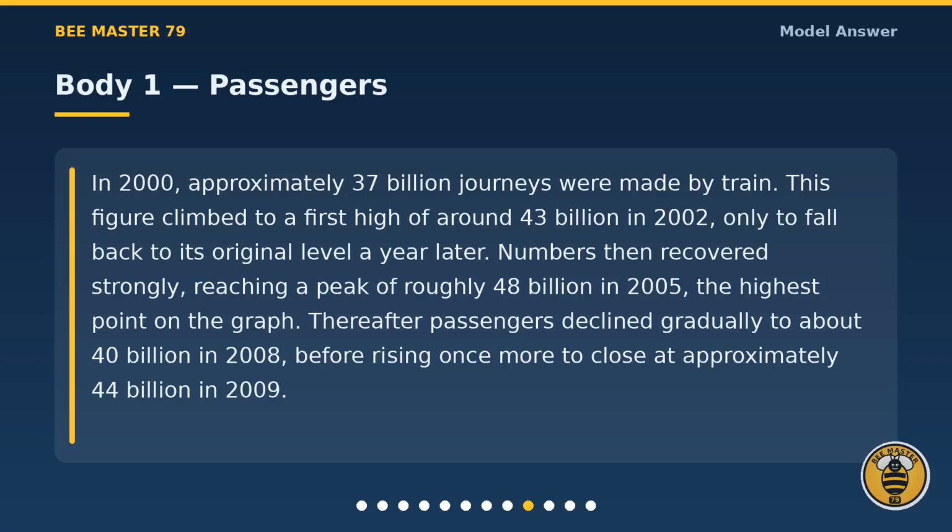In 2000, approximately 37 billion journeys were made by train. This figure climbed to a first high of around 43 billion in 2002, only to fall back to its original level a year later. Numbers then recovered strongly, reaching a peak of roughly 48 billion in 2005, the highest point on the graph. Thereafter, passengers declined gradually to about 40 billion in 2008 before rising once more to close at approximately 44 billion in 2009.